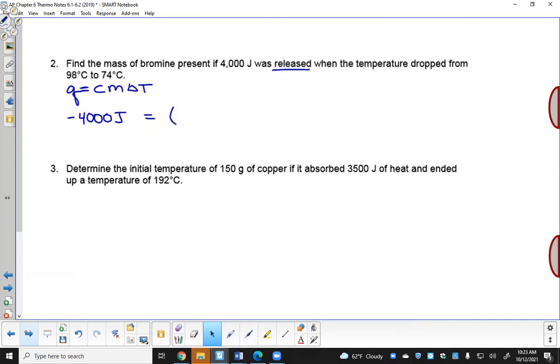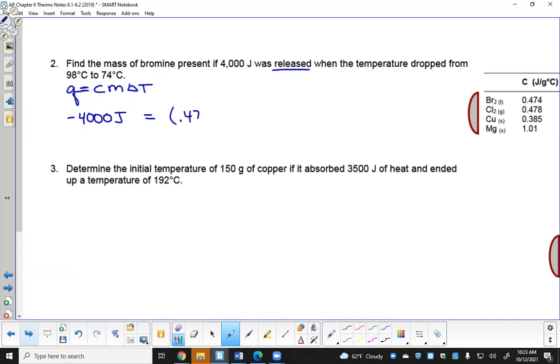We're doing bromine, and for this one, we're still using that table. We've got bromine over here now, 0.474. We're trying to find out the mass, and the final temperature was 74. It began at 98 degrees Celsius. There are some easy ways to tell if you got the signs screwed up somewhere along the way, like maybe you forgot the negative sign in front of the 4,000, or maybe you accidentally flipped the temperatures. When you solve for your mass value, if you get a negative value, you know you screwed up, because mass always has to be a positive value.